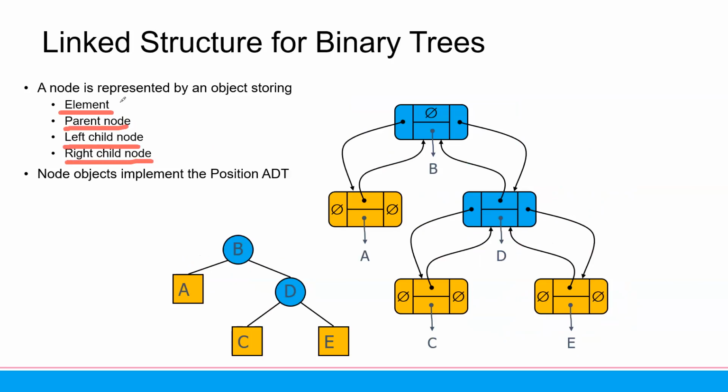The first data member is the element. The second data member is the parent node. The third data member is the left child, and the fourth data member is the right child.